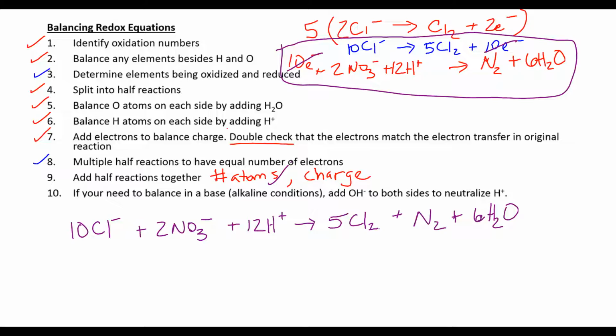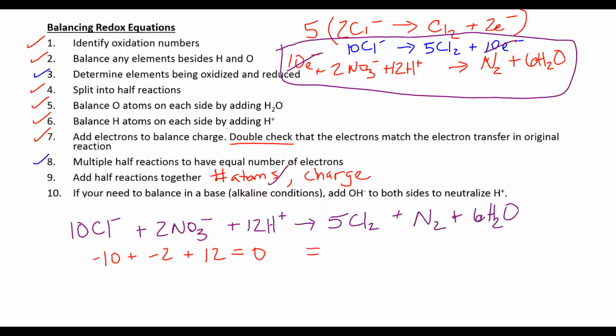Now we can look at the charge. So we can simply add all of our charges together to see if the sides equal one another. They don't necessarily have to equal 0, we just need both sides to be equal to one another. So for the chloride, we have a -10 charge. For the nitrate, we have a -2 charge. For the hydrogen, we have a +12 charge. And all of those will collectively conveniently add up to 0.